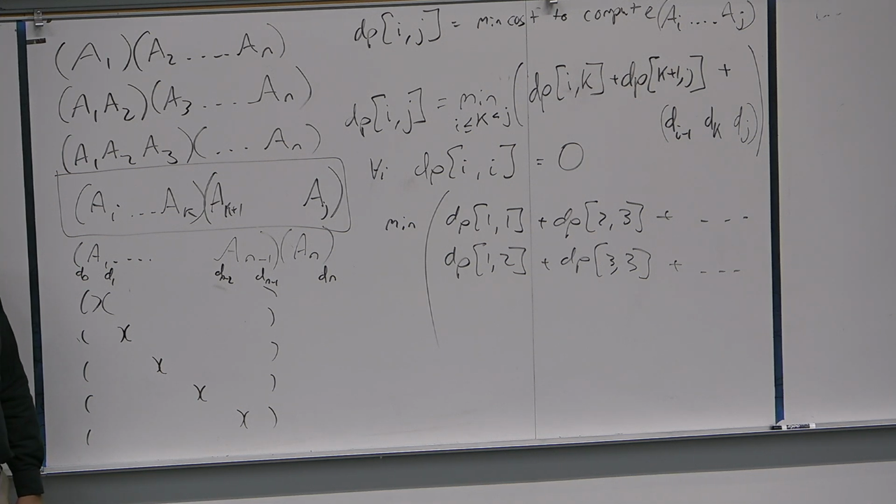We'll figure that out, but yes, it is O of n cubed. The analysis will take an extra sentence, though. Let's just do the code. Any questions on the recurrence, the correctness of the recurrence?